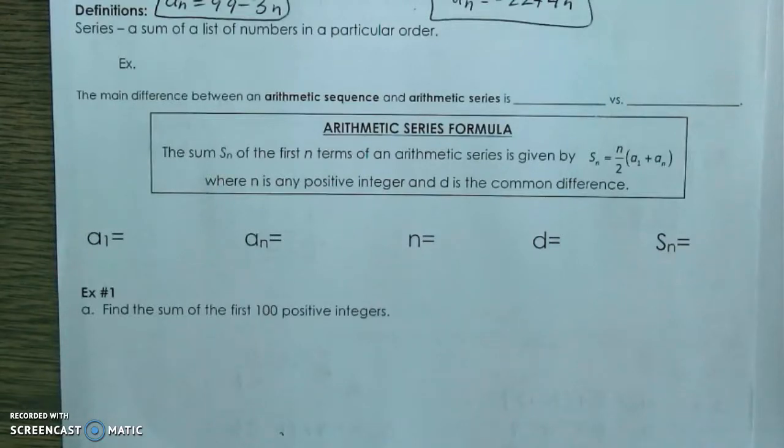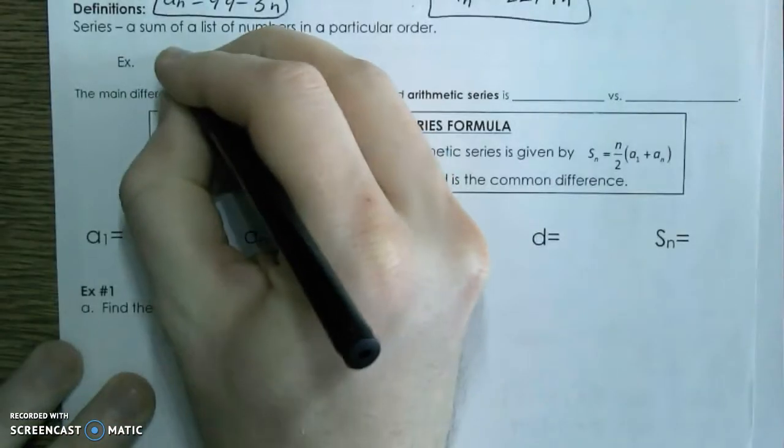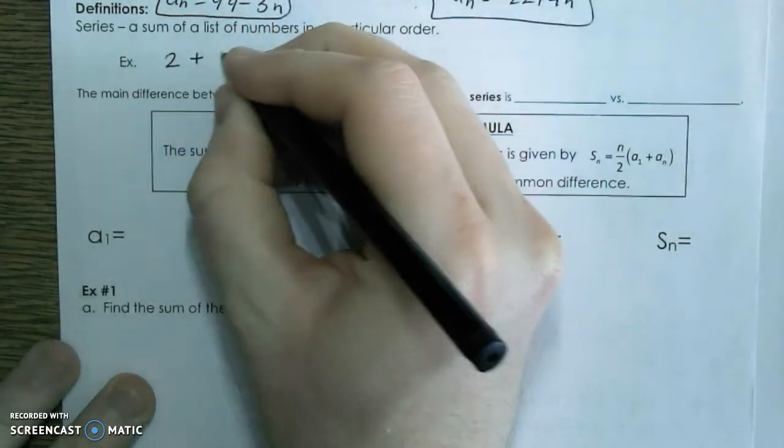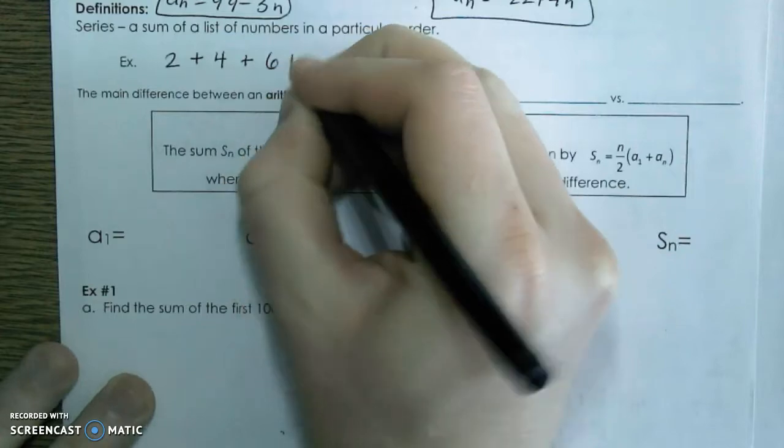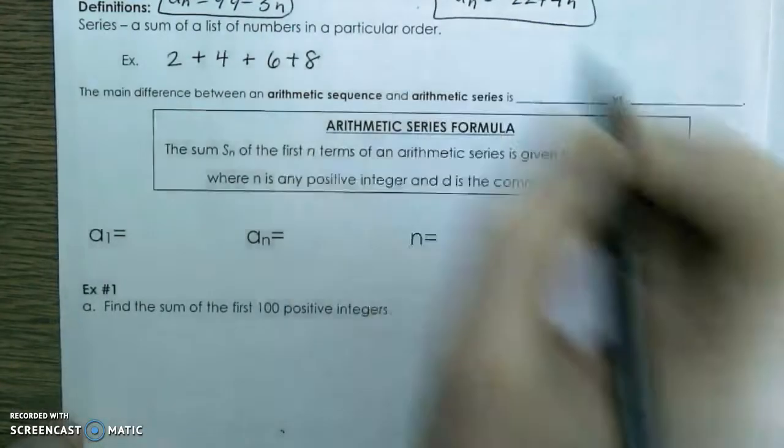All right, so remember a sequence is just a list of numbers in a particular order, but a series is a sum of numbers in a particular order. So when we're talking about sum, that means we're now adding all the numbers. So I gave the example 2, 4, 6, 8 earlier, where a series would be 2 plus 4 plus 6 plus 8 and would end up actually equaling something.